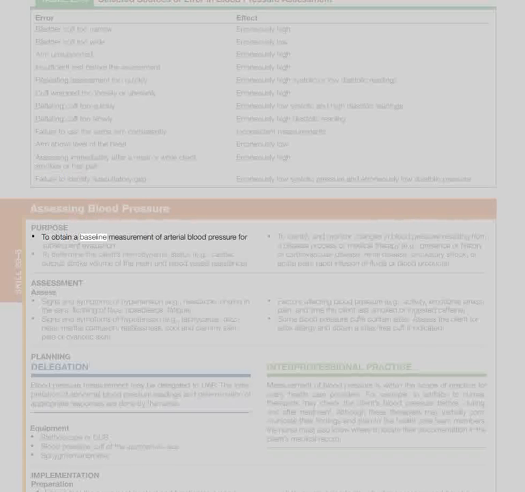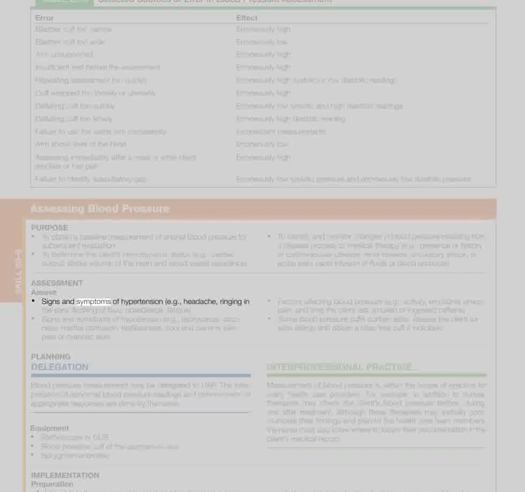Purpose: to obtain a baseline measurement of arterial blood pressure for subsequent evaluation to determine the client's hemodynamic status, for example, cardiac output, stroke volume of the heart, and blood vessel resistance. To identify and monitor changes in blood pressure resulting from a disease process or medical therapy, for example, presence or history of cardiovascular disease, renal disease, circulatory shock, or acute pain, rapid infusion of fluids or blood products.